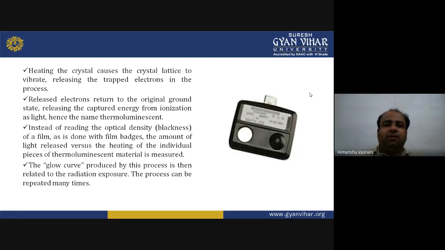Heating the crystal causes the crystal lattice to vibrate, releasing the trapped electrons in the process. The released electrons return to the original ground state, releasing the captured energy from ionization as light. Hence the name thermoluminescent. Instead of reading the optical density of a film as is done with film badges, the amount of light released from the individual pieces of thermoluminescent material is measured. The glow curve produced by this process is then related to the radiation exposure. The process can be repeated many times.